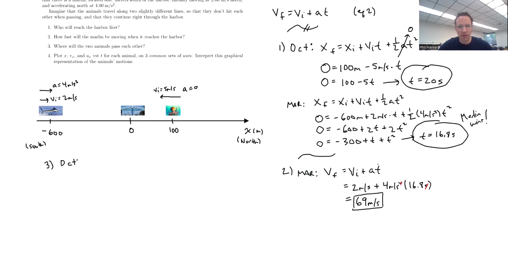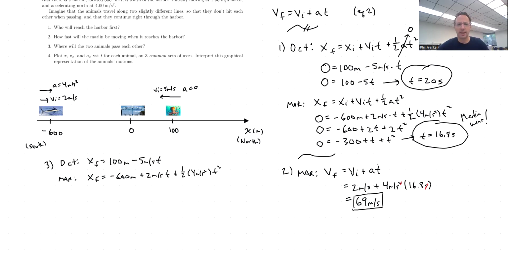For the octopus, its final x-coordinate is equal to the octopus's initial x-coordinate, which is 100 meters, plus its initial velocity, which is minus 5 meters per second times time. And for the marlin, its final x-coordinate is equal to its initial position, negative 600 meters, plus its initial velocity of 2 meters per second times time, plus 1/2 its acceleration times t squared.